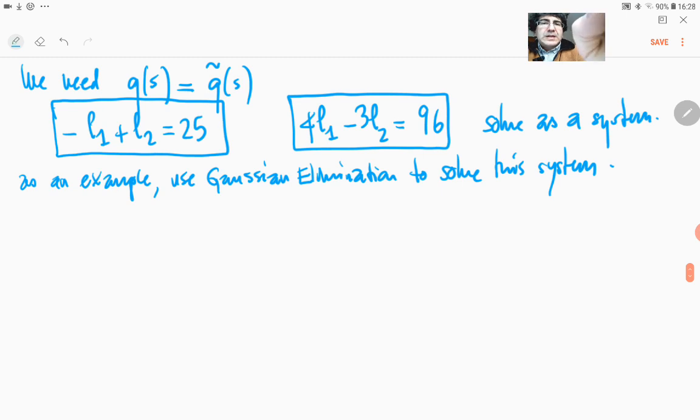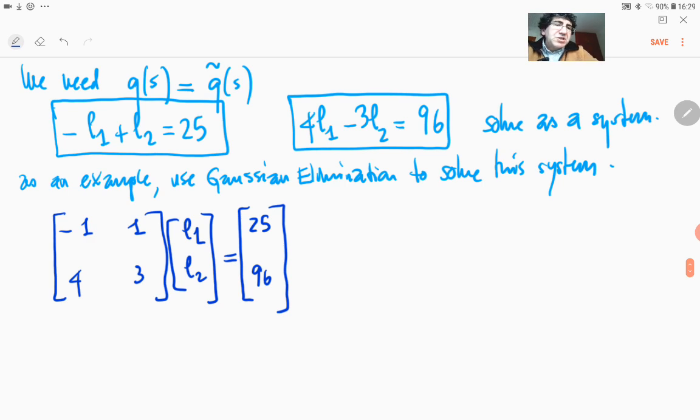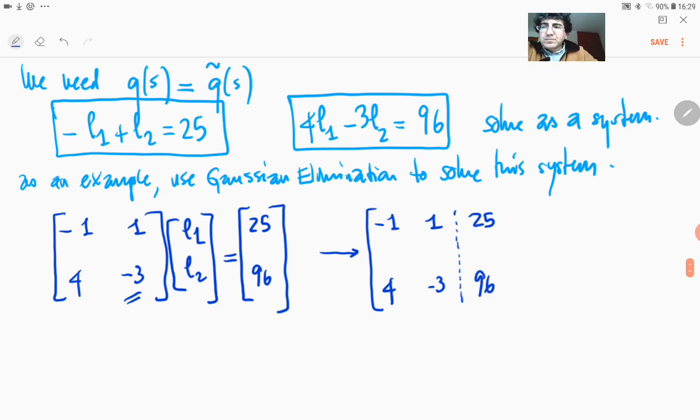Okay, so in order to do that, you visualize it in matrix form, right? So this is minus 1, 1, 4, minus 3, multiplying the unknowns L1 and L2, and that is equated to the right-hand side, which is 25 and 96. So the way we solve such a system is that we generate an augmented matrix from the left-hand side and the right-hand side, okay? So we put a separator here.